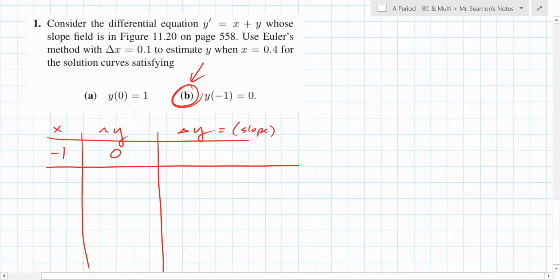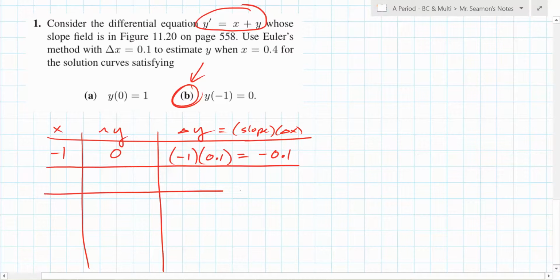Slope times what? Delta x. So we need to do slope times delta x. We have this point negative 1, 0, and we know that this is y prime. So what's the slope going to be? And what's delta x? 0.1. So we know delta y is therefore going to be negative 0.1. What do you do with that negative? We add delta x, which is 0.1. So it's negative what? 0.9.